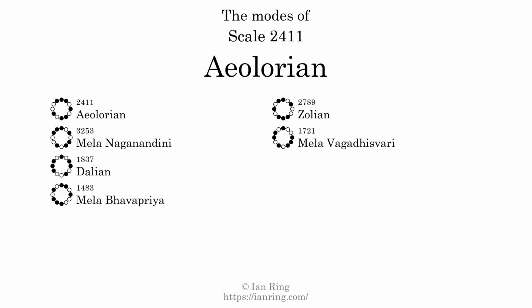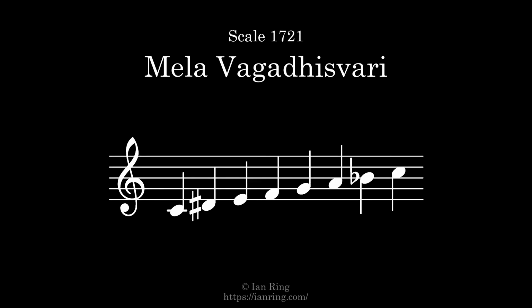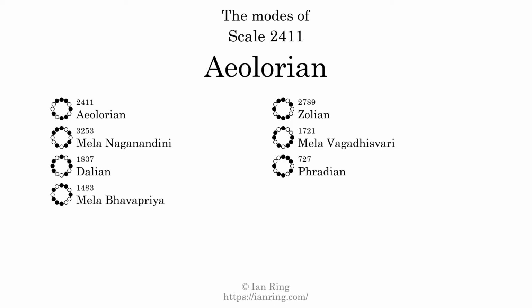The sixth mode is scale 1721, also known as Mila-Vagadhisvari. It sounds like this. The seventh and last mode is scale 727, also known as Freudian. It sounds like this.